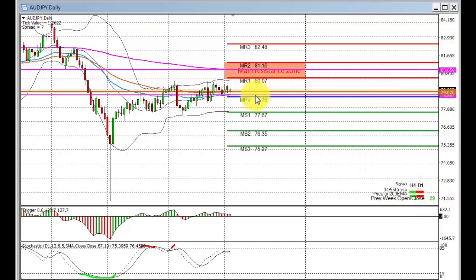Main trend is short, so we need to look for plan B area starting at 80.07, going up to 81.16. We've got a monthly pivot point, 200 EMA, psychological level. So that will be the zone 80.07 going up to 81.16 where I want resistance.